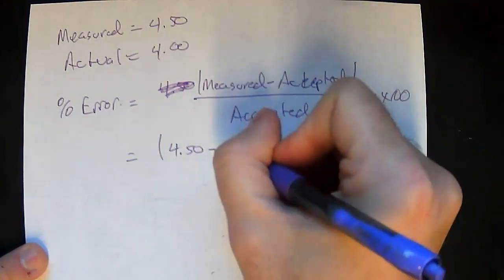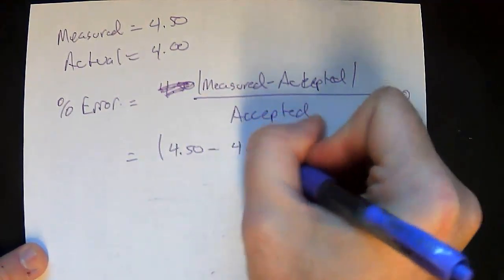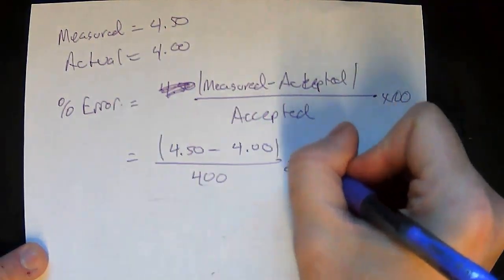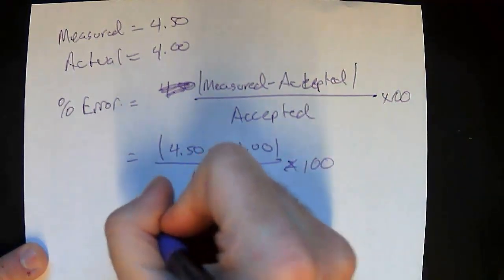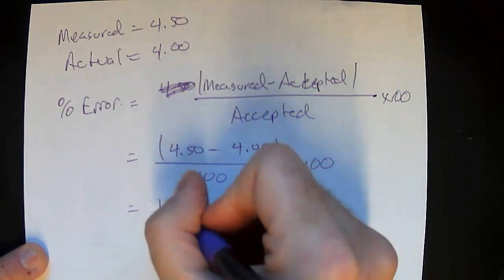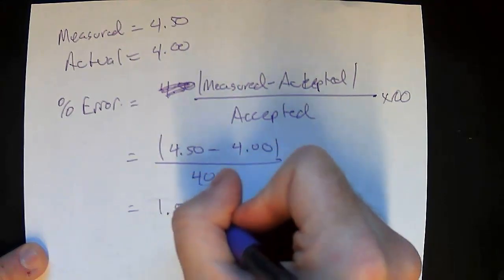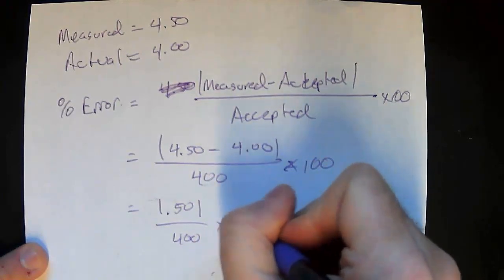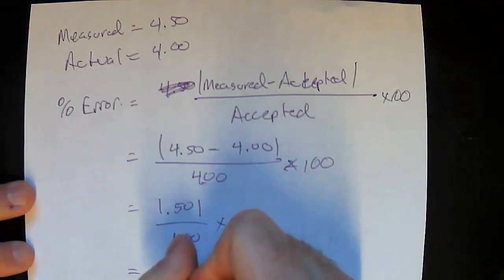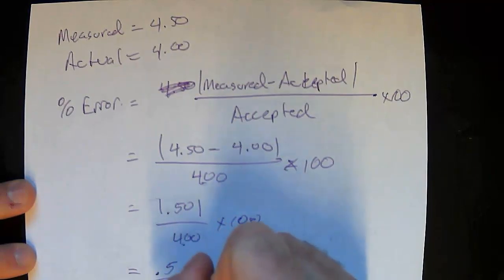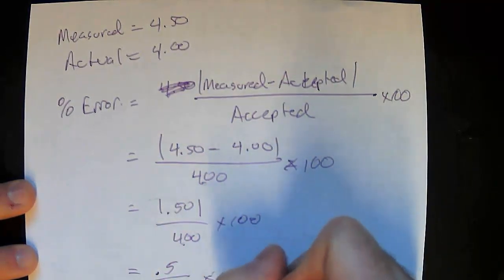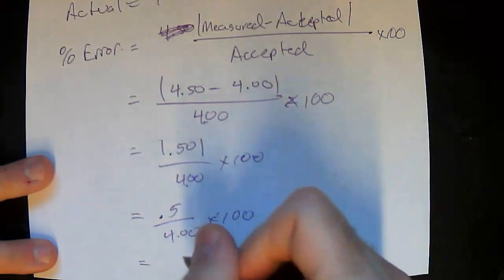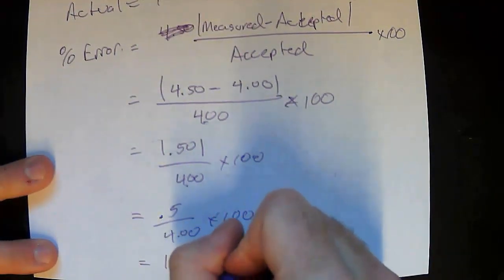450. Let's see, the absolute value of 4.50 minus 4 over $4 times 100. So this is the absolute value. Subtract, let's see, so that's 0.5 over 4.00 times 100, or 5 over $4 times 100. We do that math, and make sure I get it so that you can see it, is 12.5%.